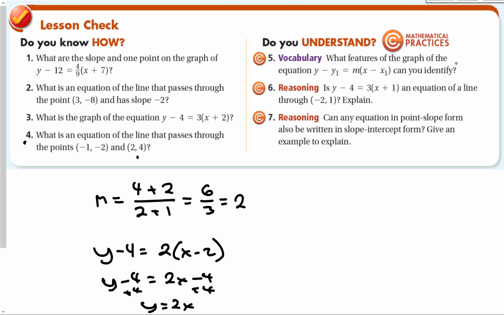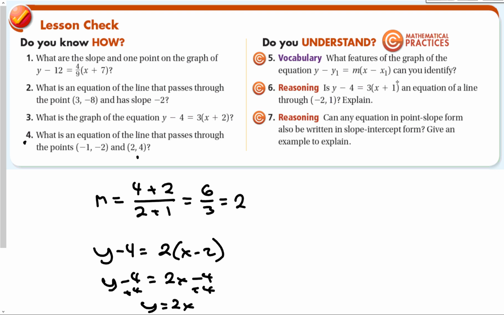What features of the graph of the equation y minus y1 equals m times x minus x1 can you identify? Well, we can identify a slope, which is m, and a point, which is x1, y1, which is why this form is called point-slope.